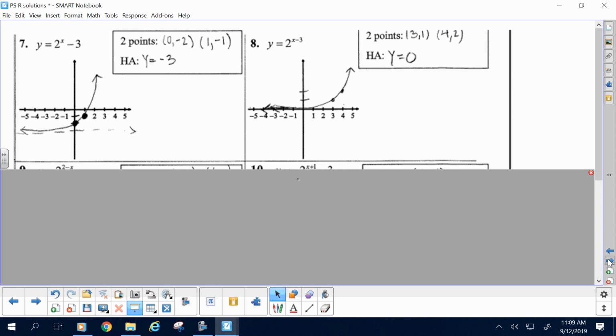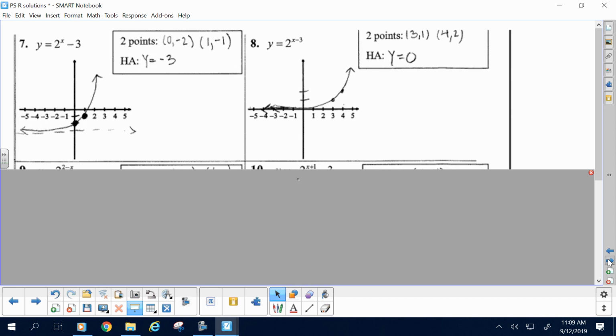Cool. Give me y equals base to the x. Give me 1 point. 0, 1, and give me another point. 1, base. It's not tricky. It's always the same 2 points. 0, 1 is on all of them, and 1, base is on all of them. So e to the x, give me some points. 0, 1, and 1, e, which is about 2.7.